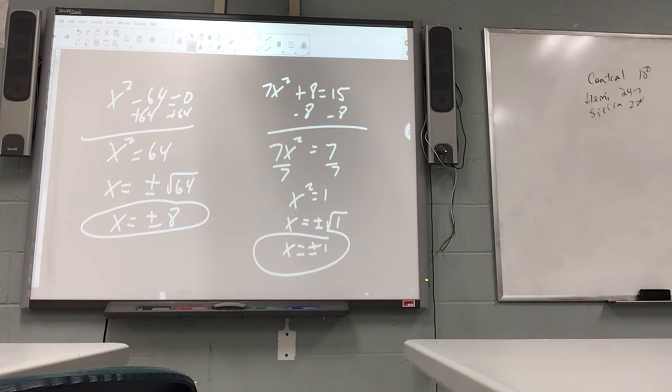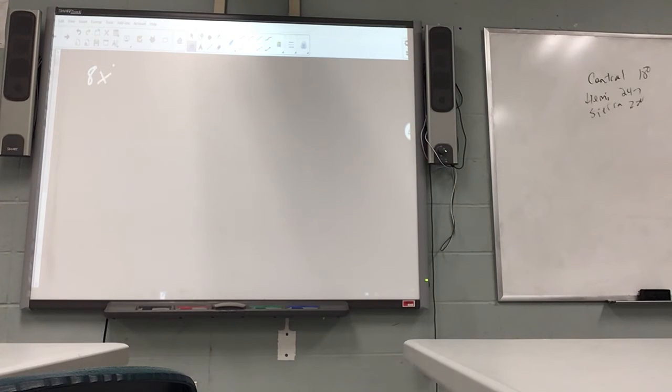Alright, let's look at 8x squared plus 1 equals 17. I'm going to let you try that one, and you're going to run into something we haven't done yet today. We did it Friday, but we haven't done it yet today. See what you can come up with. I'll give you just a second.